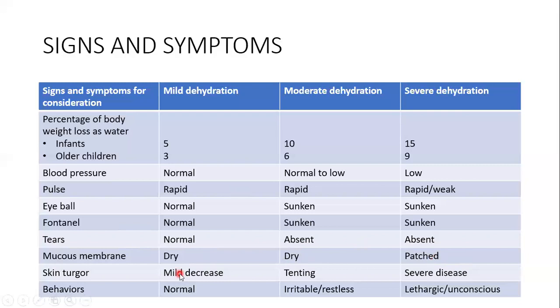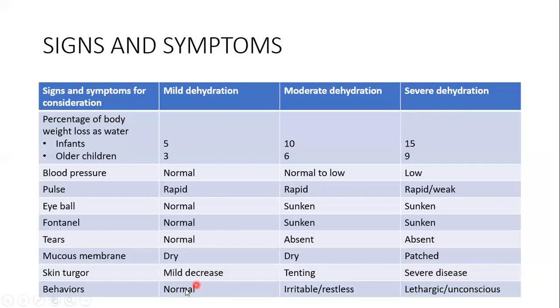And when it comes to skin turgor, it's going to decrease mildly in mild dehydration, while it's going to be tenting in moderate dehydration, and it's going to indicate severe disease in severe dehydration, meaning the skin turgor has decreased to the core.